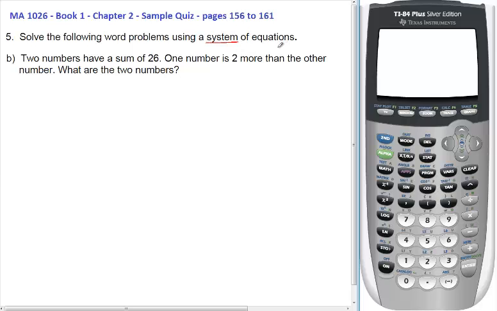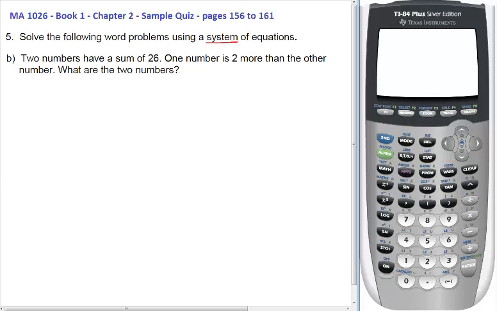So we have to set up a system, which is two or more equations. In this case, two equations, and then solve the system to find the answer. So let's read the problem. Two numbers have a sum of 26. One number is two more than the other number. What are the two numbers?